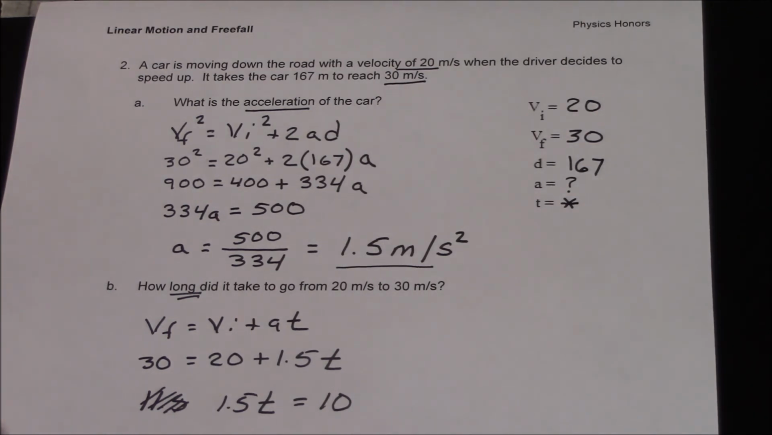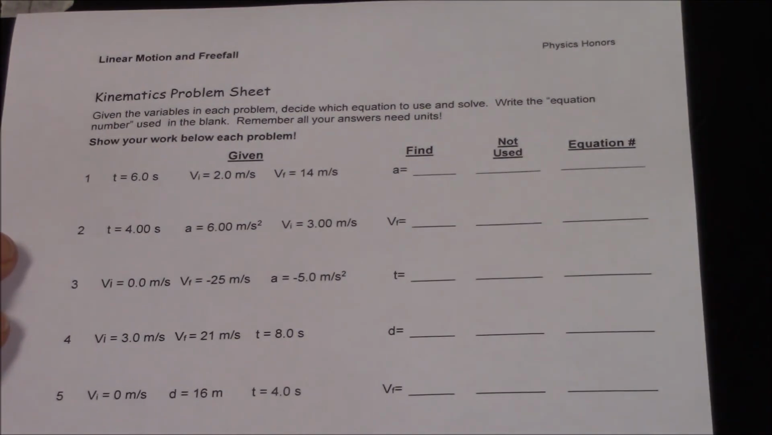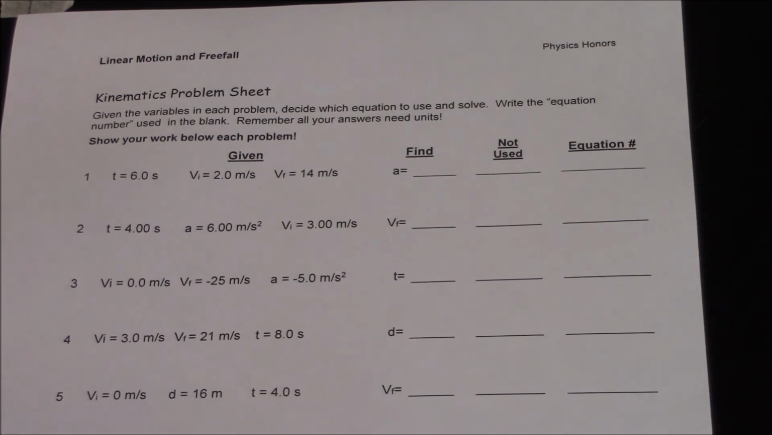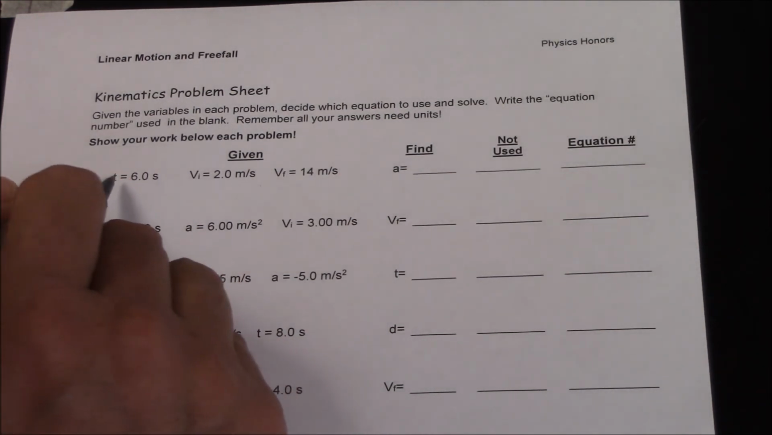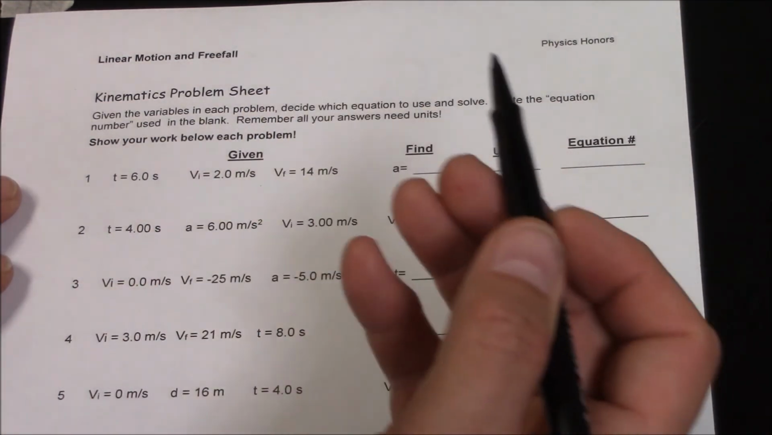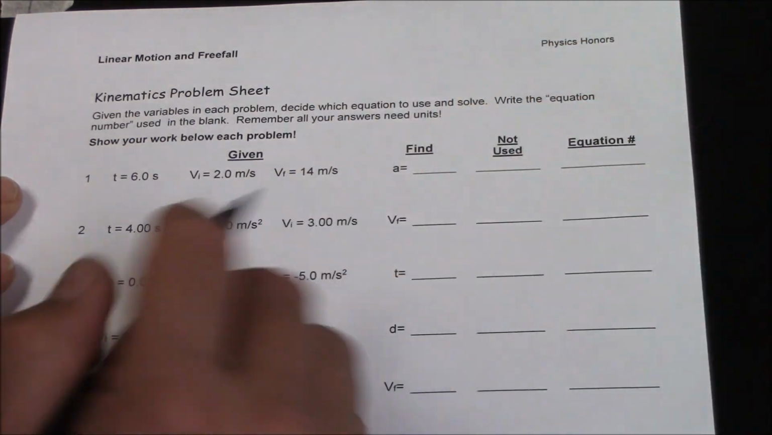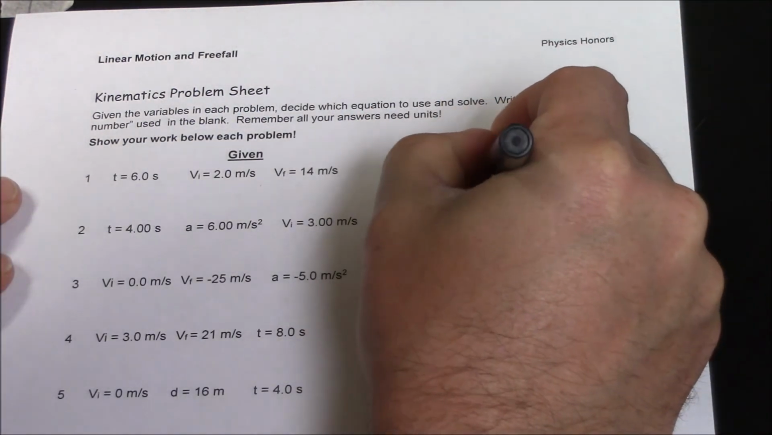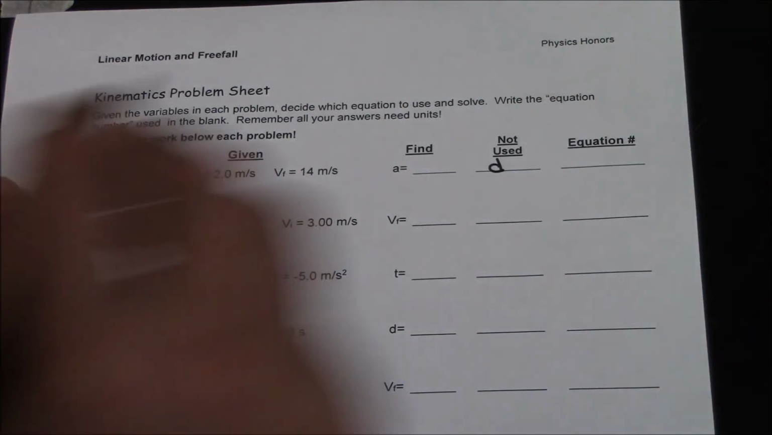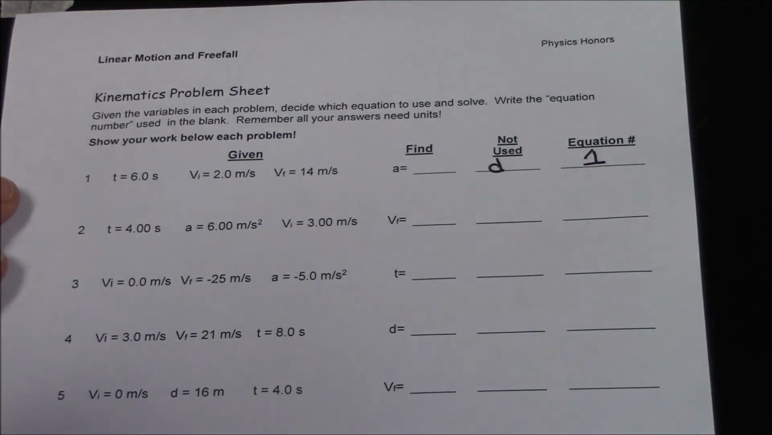Okay? So now that we've done a couple example problems, your task is to work on this. Alright. So how do we do these problems? Well, we look. We're given T, VI, VF, and we want to find A. So A is the question mark. What's not used? D. Alright, so when D is not used, that's equation number 1. Alright, and now we can solve it.